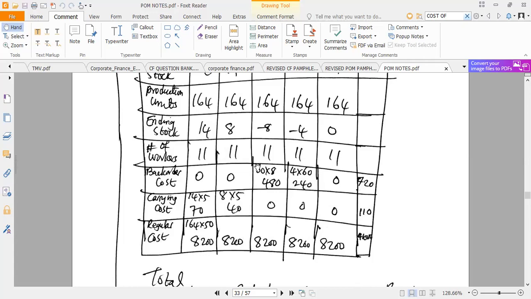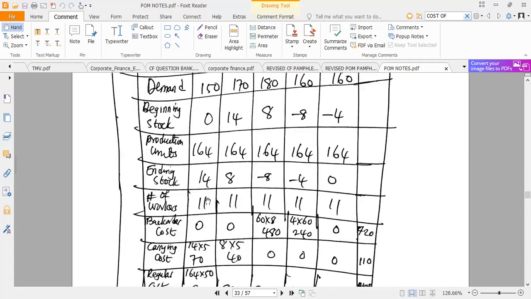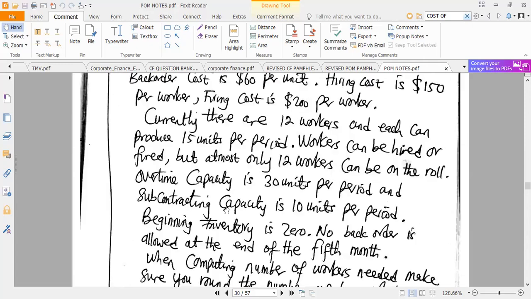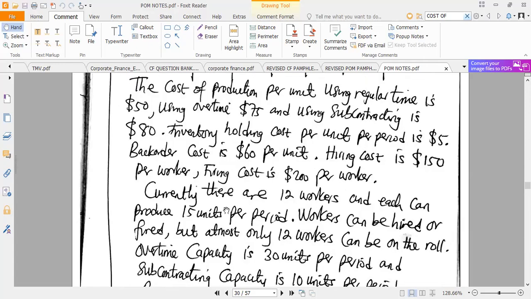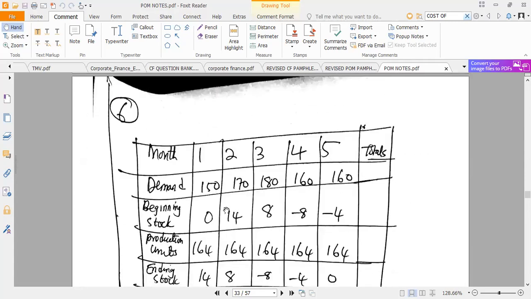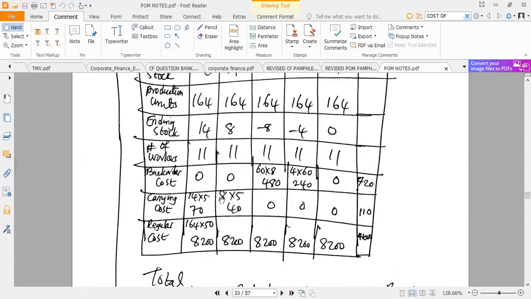Then carrying costs, these are physical costs. Like in period 1, we have 14 units that we carried forward, multiplying by 5. Carrying costs are holding costs per unit. Carrying costs and holding costs are one and the same thing. So we are multiplying the 14 by 5 and 8 by 5, and then the total carrying cost is 110.